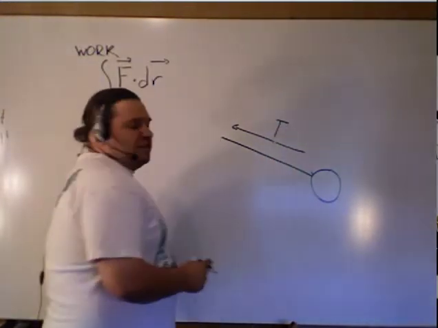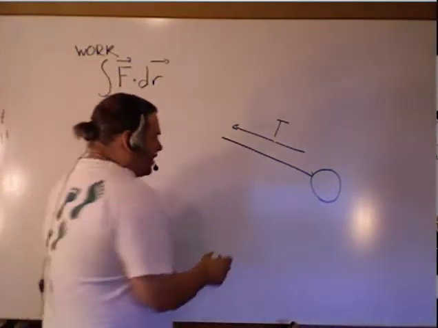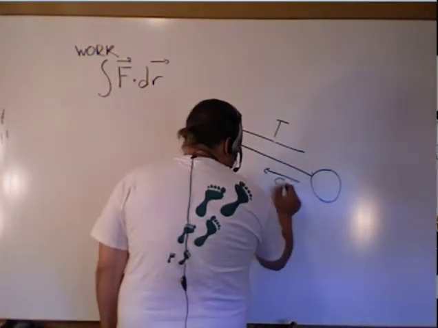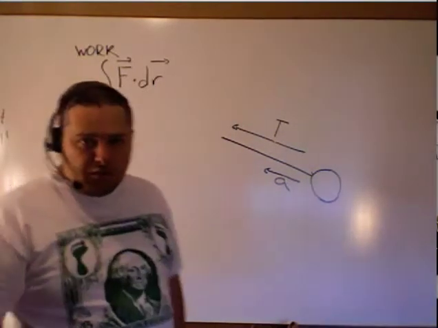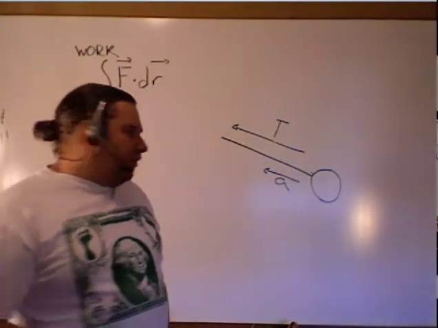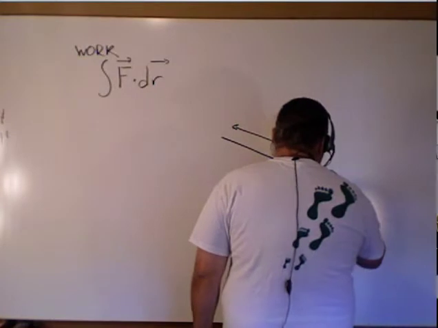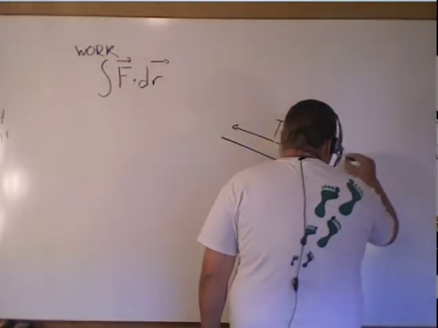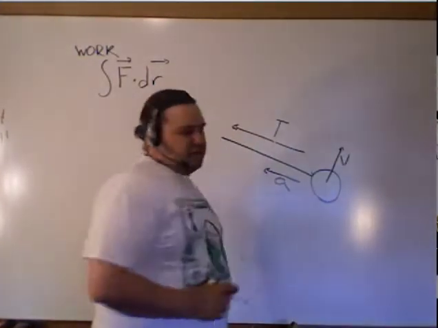Okay, I know that the tension is in that direction. We know that the object is accelerating in this direction. Okay? Cool. We also know that the motion of the object is in this direction, at least at that given instant. So the velocity is in this direction.